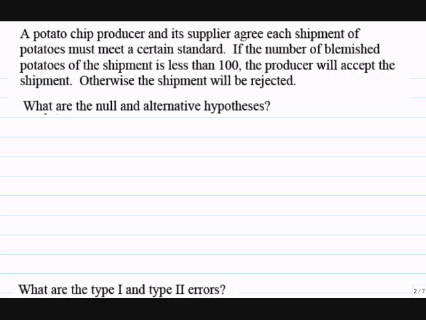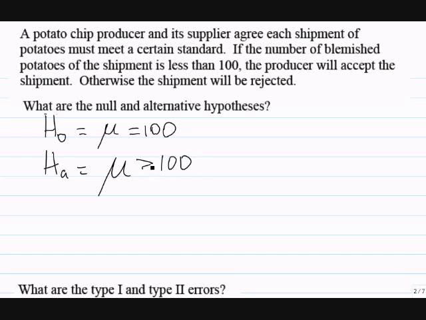So when I think about accepting and rejecting, my null hypothesis is going to be that the mean number of potatoes in the shipment that have blemishes is less than or equal to 100. But we always just put equal. And my alternative is going to be that the mean number of blemishes on the potatoes is greater than 100. We're going to reject our shipment.